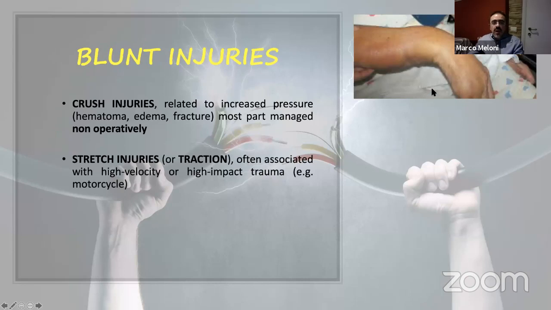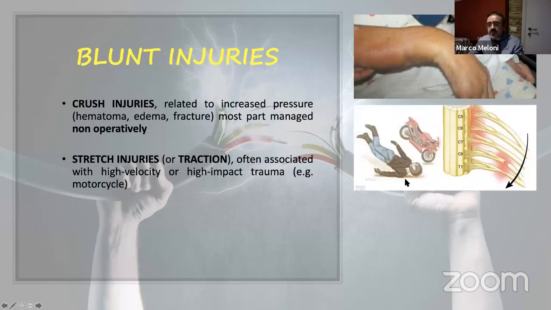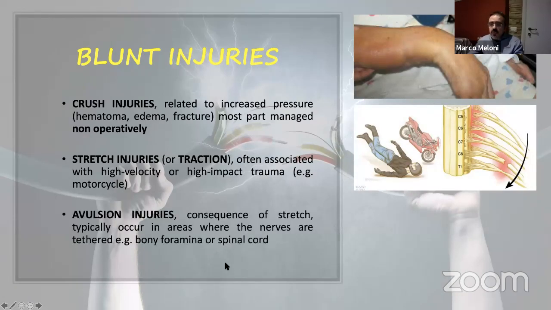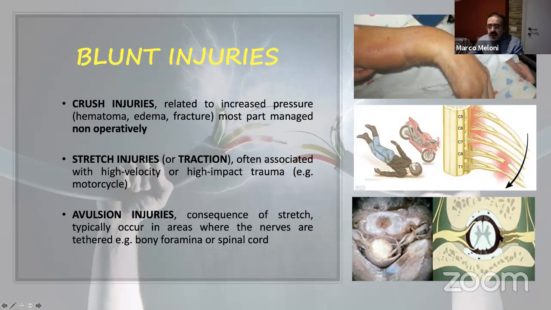Or could be stretch injury or traction injury that are often associated with high velocity or high impact trauma. As the most common example is motorcycle. In this case, there is a stretching of the root, but without avulsion. When happen avulsion, this is definitely a damage that needs surgery, and we see in the following slide how it could be managed. And this is a picture that well describes what consists in the avulsion.